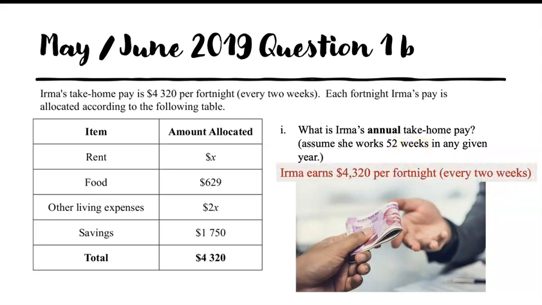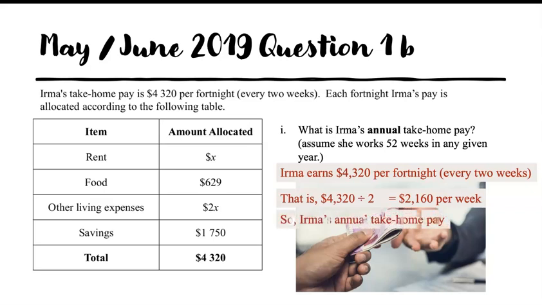So here goes. Irma earns $4,320 per fortnight, every 2 weeks. We have two approaches. One, we could just work out the weekly pay. Divide that by 2, and we get $2,160 per week. Now that we know the weekly pay, and there are 52 weeks in the year, we simply multiply this amount by 52 to get the annual take-home pay, and that gives us $112,320. So that's one approach.